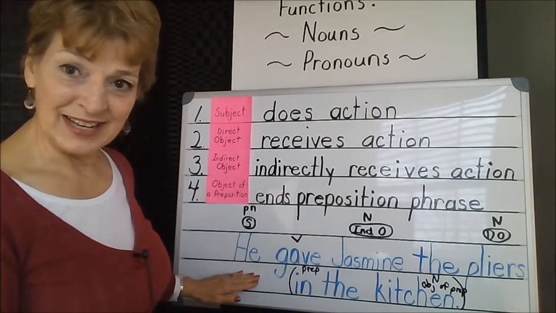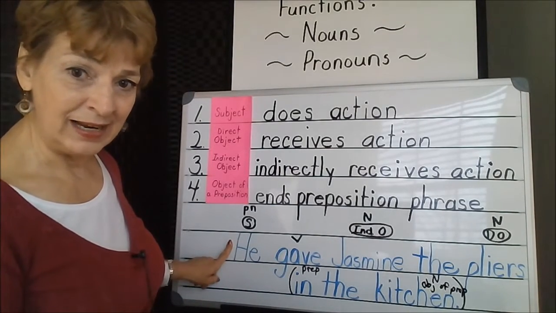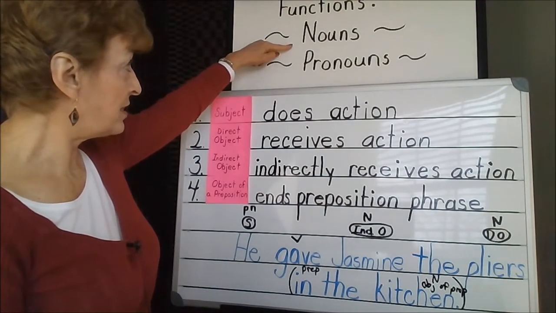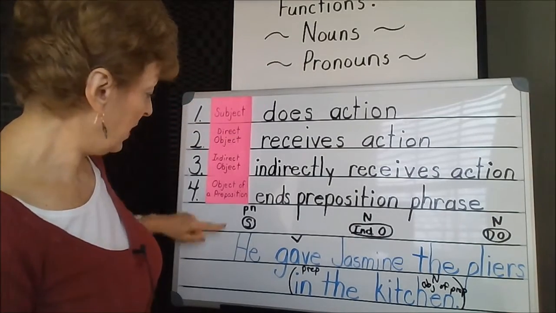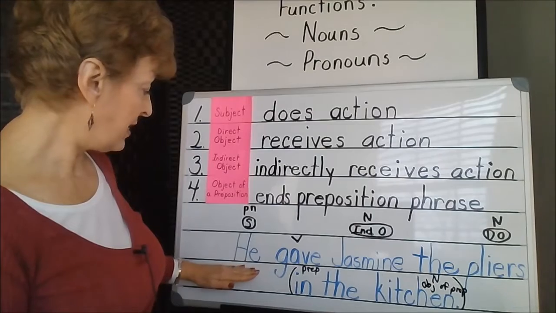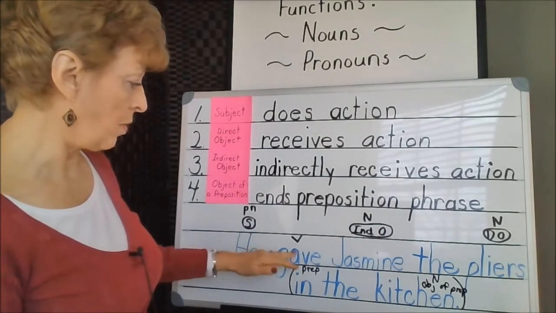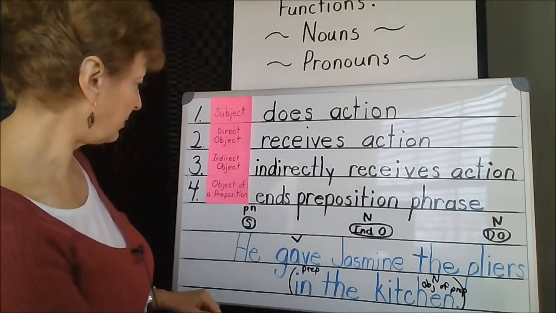I've changed this sentence out a bit. I substituted he, the pronoun he, for Pat. So I could show you that these functions work with both nouns and pronouns. He gave Jasmine the pliers in the kitchen. In this case, he is the pronoun functioning as a subject because he's the one that gave. He is the one who did the action.